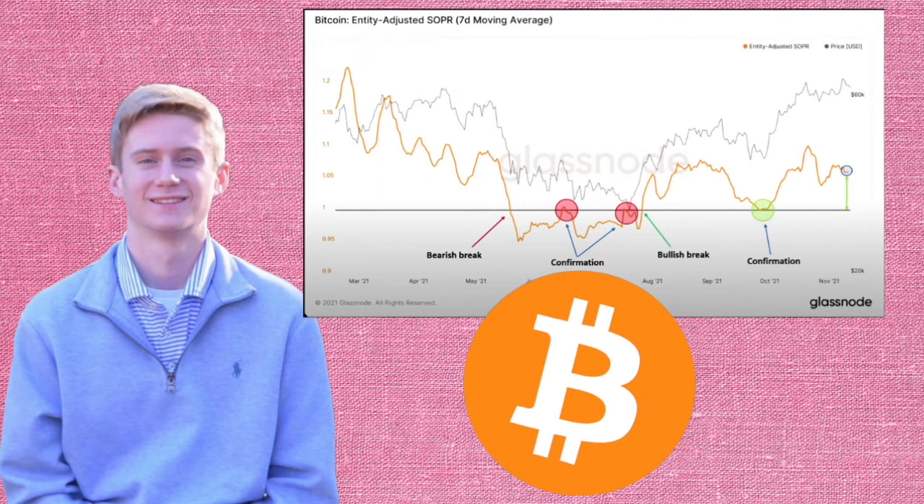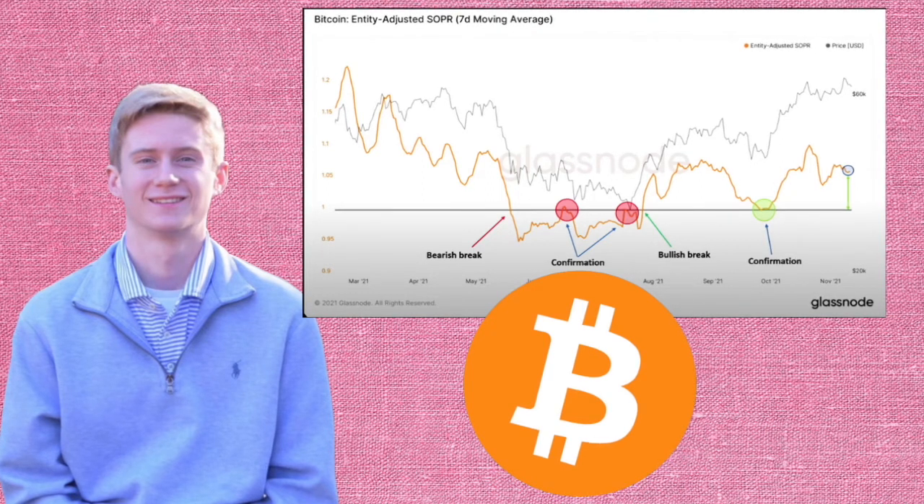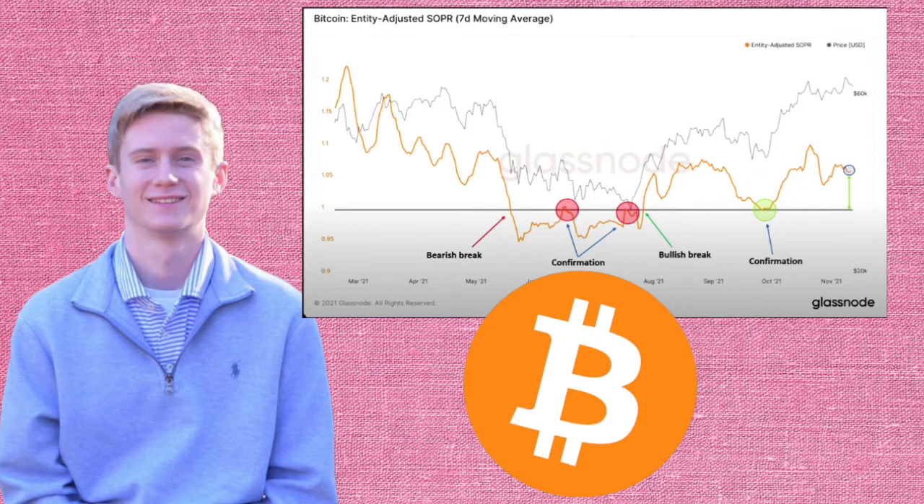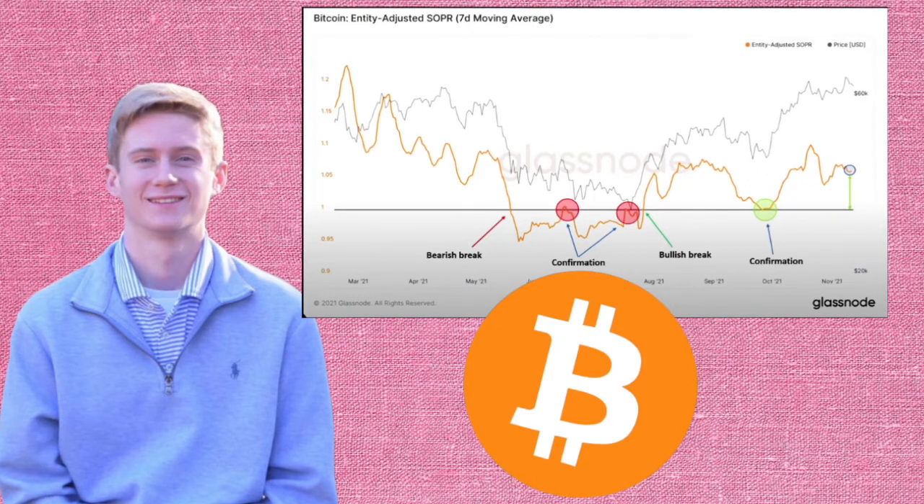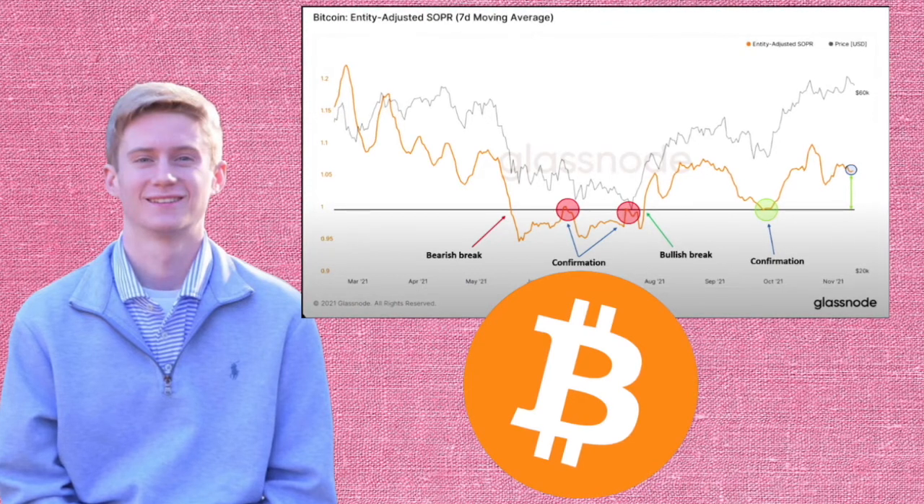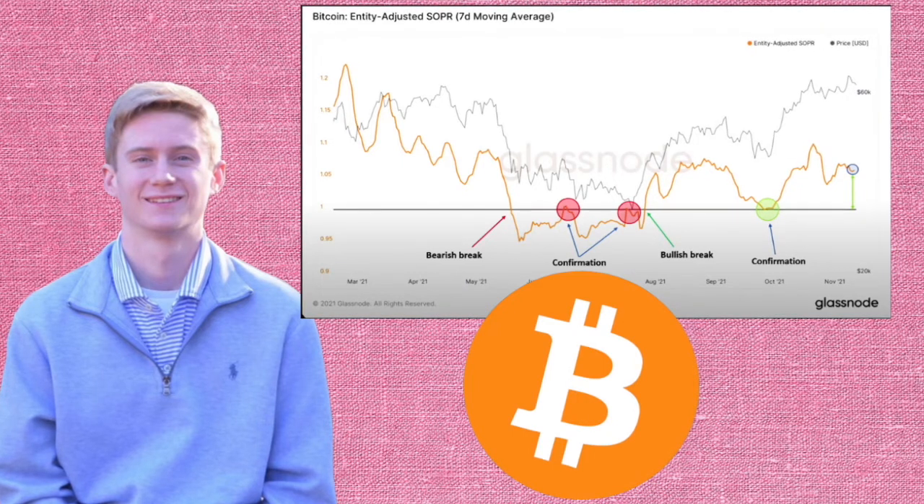So if a coin was bought at 50K, and it's now being moved at 60K, well, that coin's realizing $10,000 of profit. If a coin was bought at the peak top at 69K, and now it's sold down here at 63K, well, it's realizing $6,000 in losses. So you're only looking at the coins that are being spent on each given trading day.